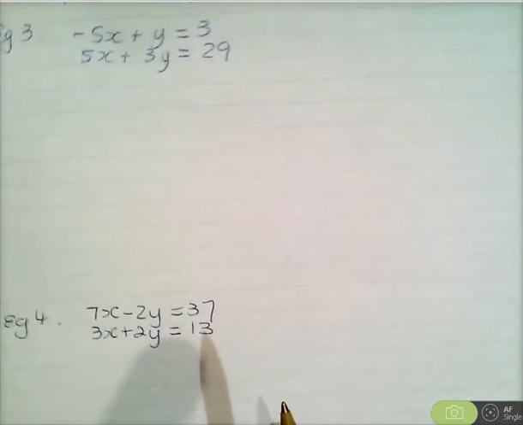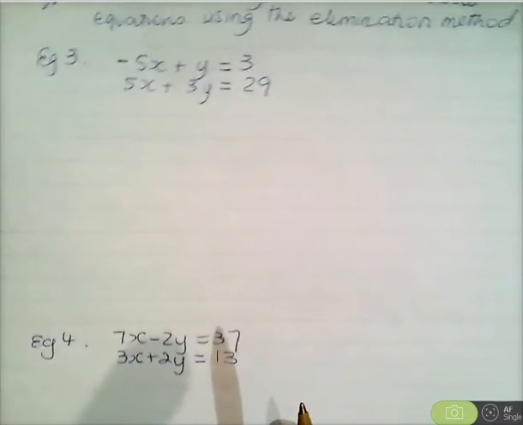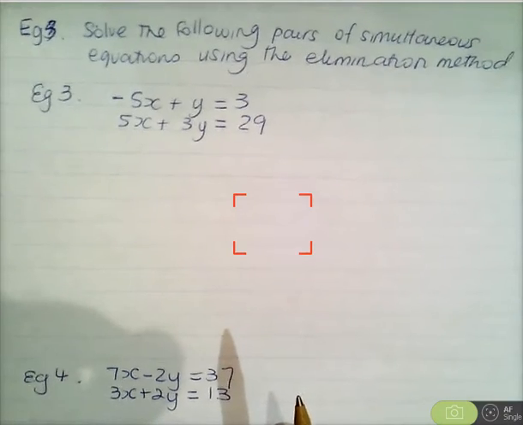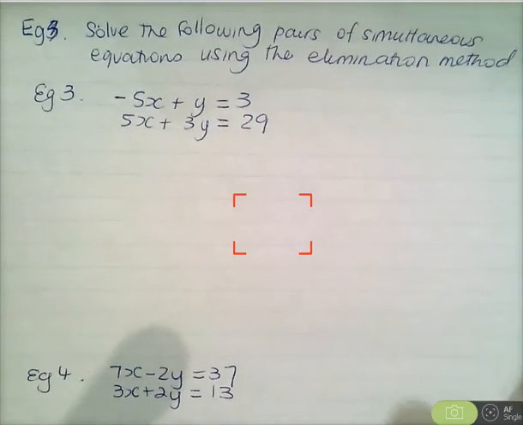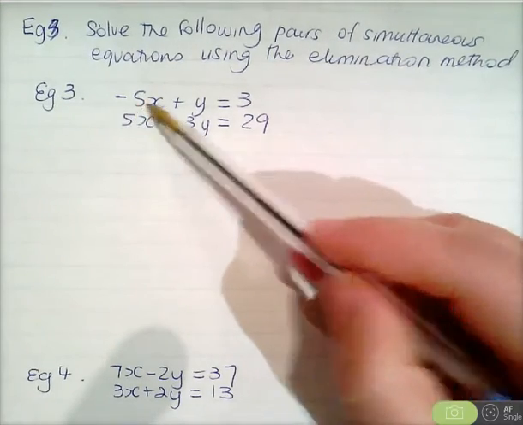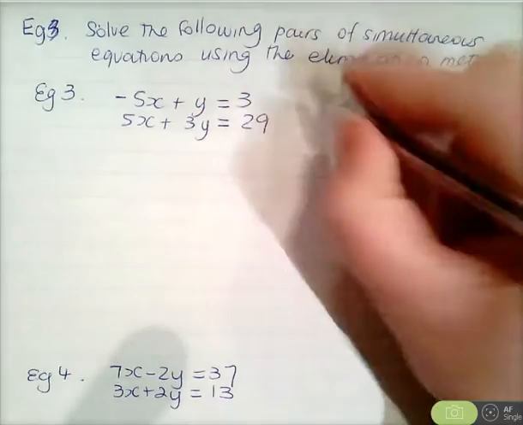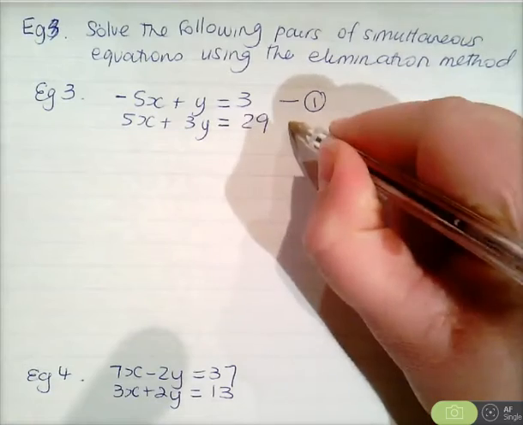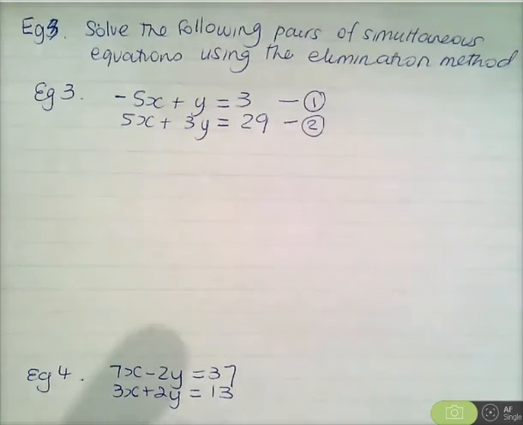Okay, example 3. In this example, you're asked to solve the following pairs of simultaneous equations, again using the elimination method. So let's look at this first question. We've got negative 5x plus y equals 3, call that equation 1. And equation 2 is 5x plus 3y is 29, we'll call that equation 2.